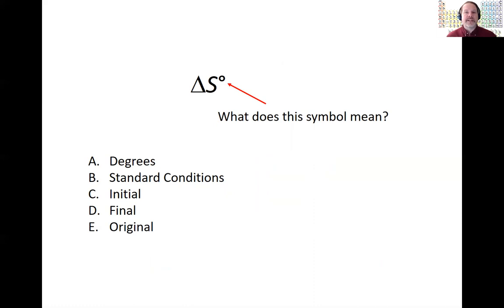Now, do you know what this little circle means as a superscript up here? What do you think? Well, hopefully you correctly identified it to mean standard conditions. It often is used as degrees, maybe like degrees Celsius. But here, when we see it not associated with the letter C, this is a notation in chemistry to mean standard conditions. And that's going to be important here.